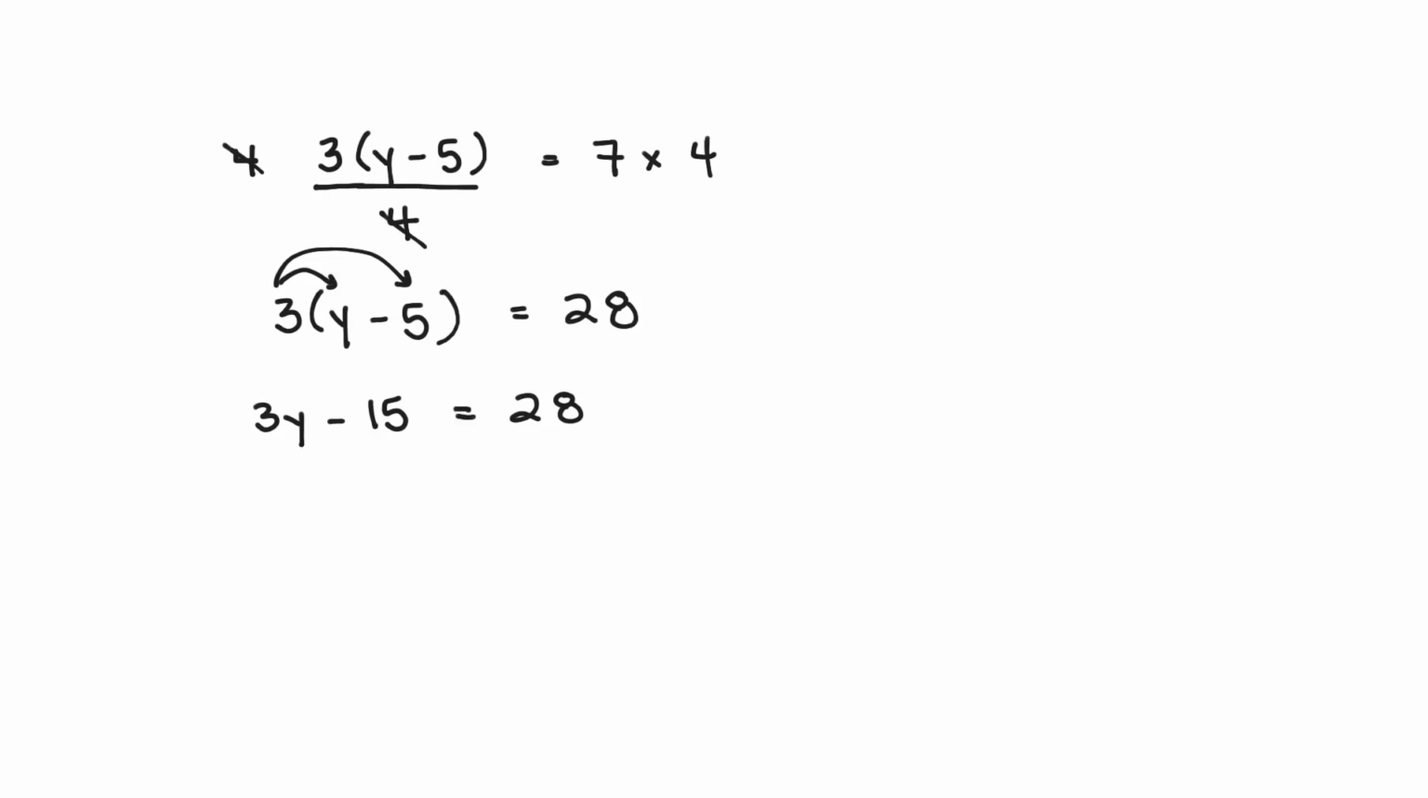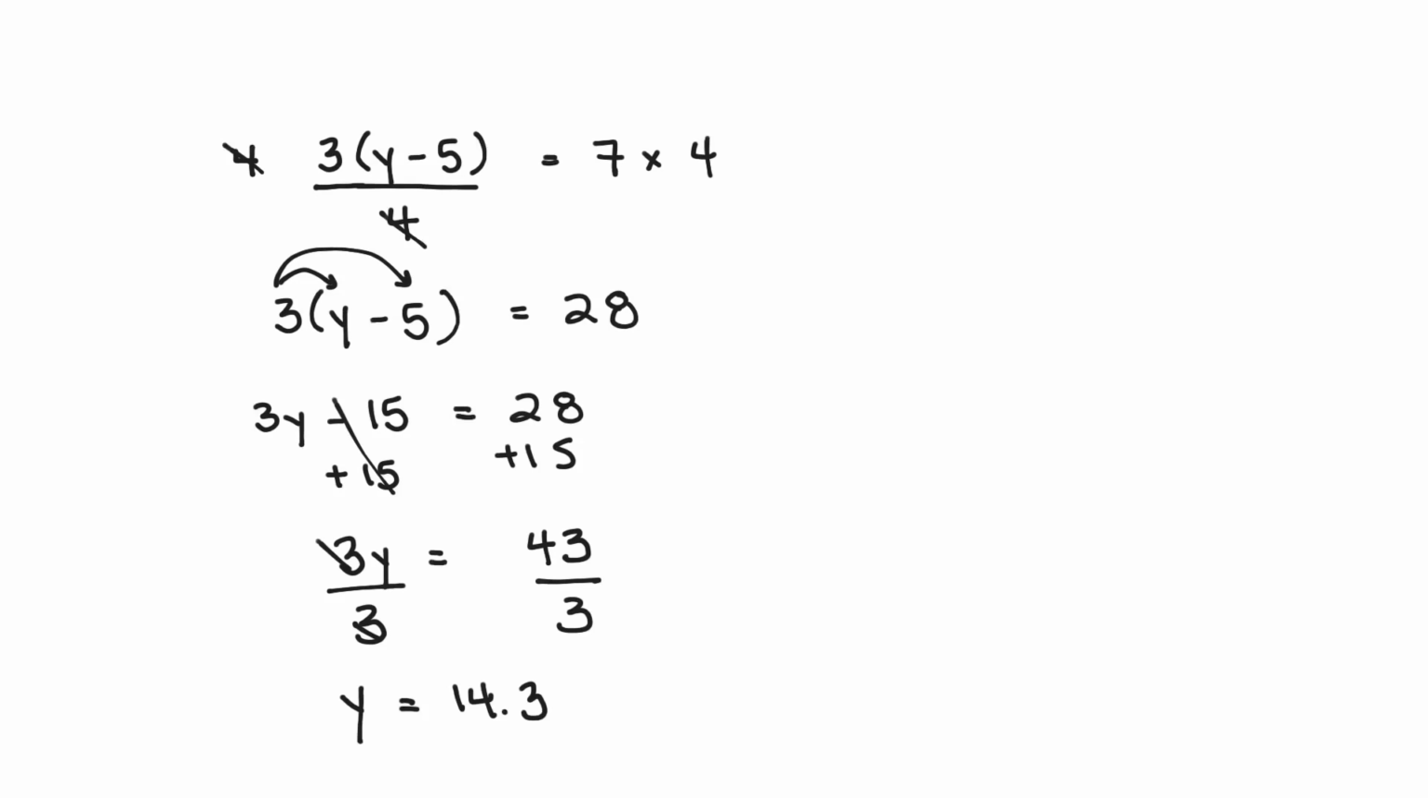Now we need to move the 15 over to the other side. So to do that, we would add 15 because it's a negative, the opposite operation. So these will cancel out. Now we're going to add 15 over here. So that's going to be 43. So 3y equals 43. Now we need to isolate y. So we're going to divide that by 3. Divide this side by 3. So these will cancel. So y is going to equal, and we can leave this in fraction form or we can actually solve it. We'll have a decimal though. So y equals 14.3.